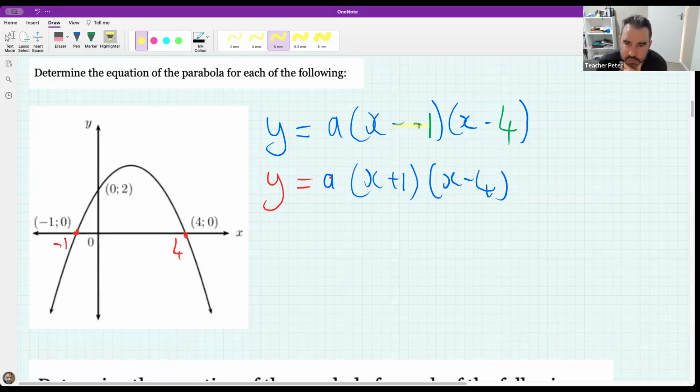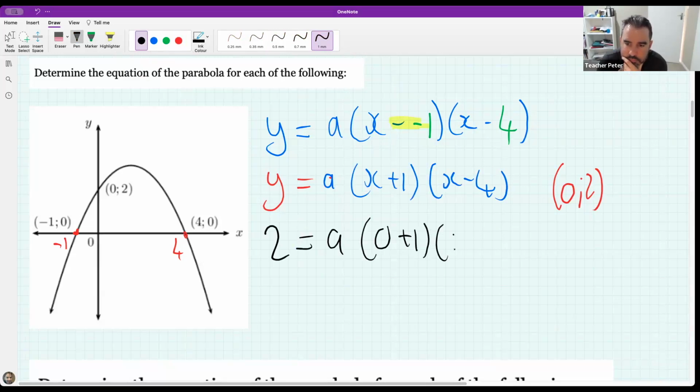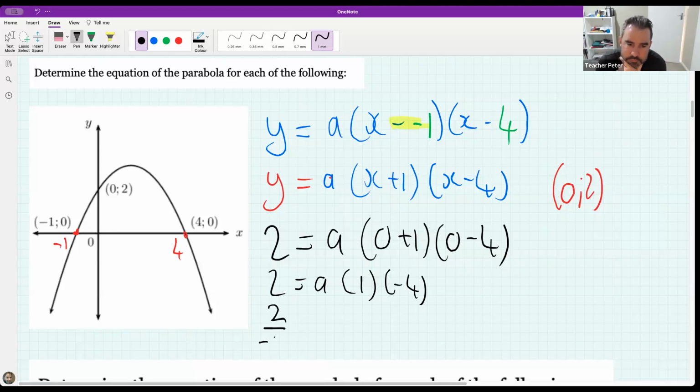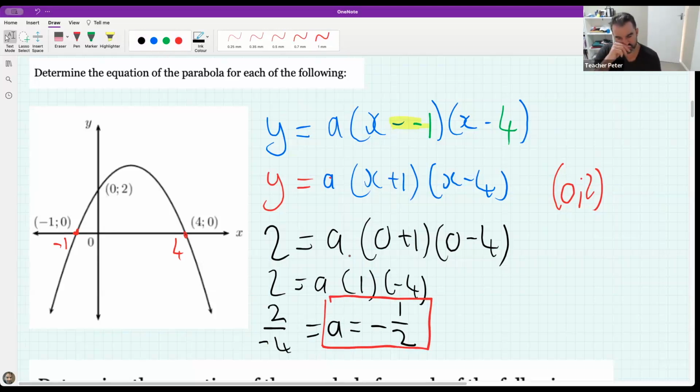Watch out for the double negative. That was a little bit sneaky. So I get that A is minus a half. Does anybody agree with me? Does anybody disagree?